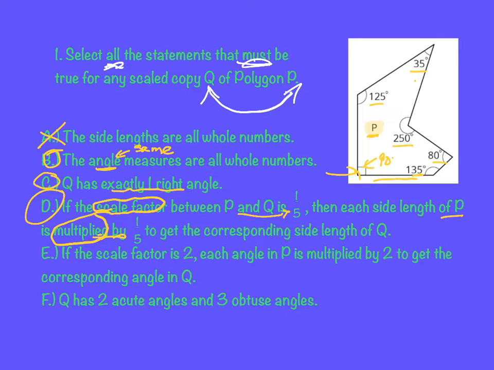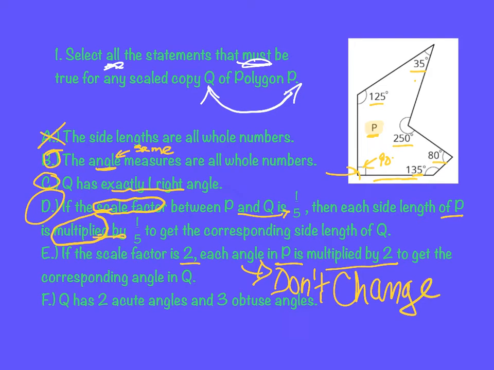Now, another one. If the scale factor is 2, each angle in P is multiplied by 2. Well, we already know that the angles don't change when we make scale copies. So we know that they don't change, so therefore E cannot be true.